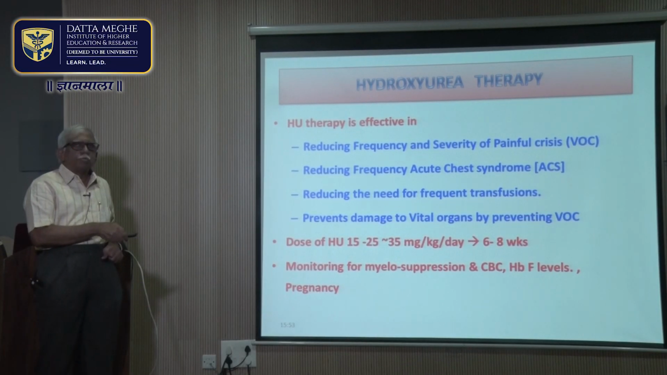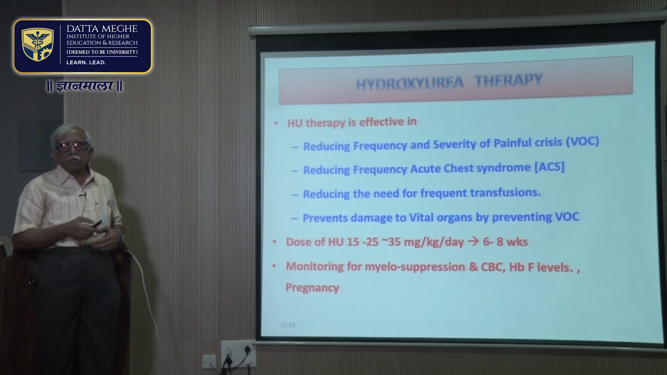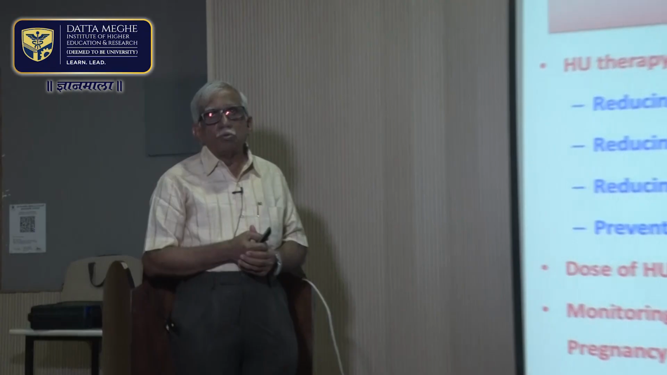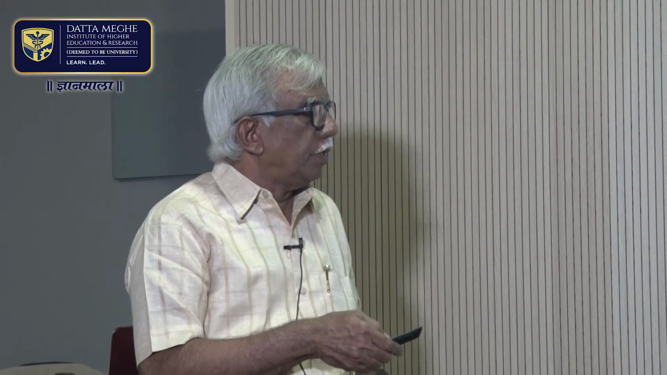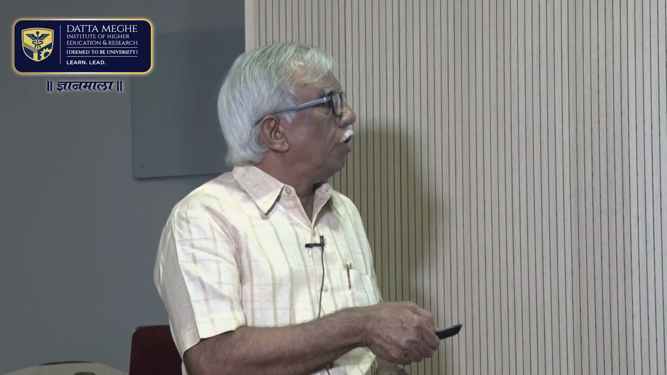The dose of hydroxyurea is as low as 15 to as high as 35 milligram, with monitoring for myelosuppression, CBC, hemoglobin F levels and pregnancy. What is the target point? Whenever we are giving hydroxyurea, we should see that the MCV of this particular child increases beyond say 90-95. If it is less than 95, then you are not giving the hydroxyurea, or the patient is not taking it properly or regularly. Second thing, the hemoglobin level as well as the WBC and platelet count should not get lowered to a very formidable level.